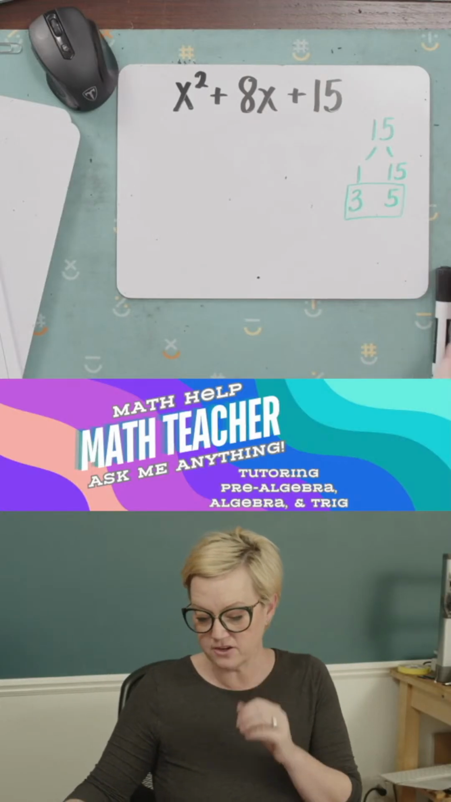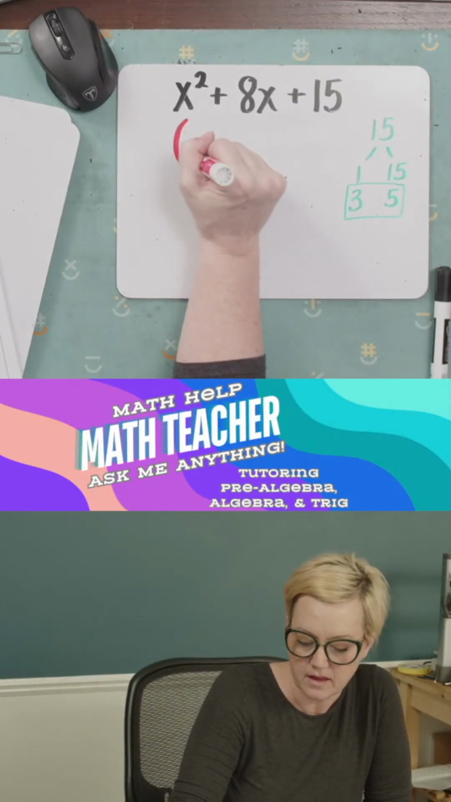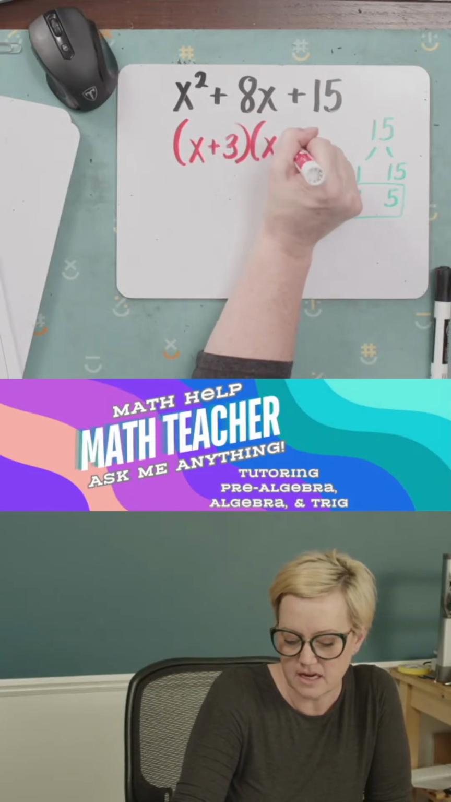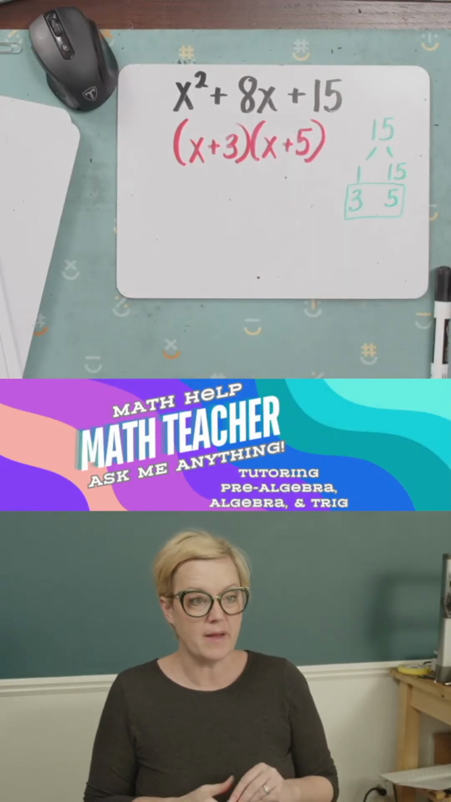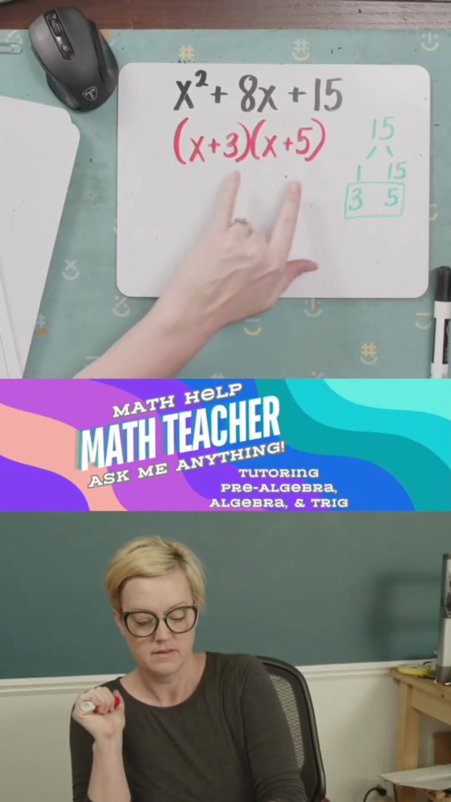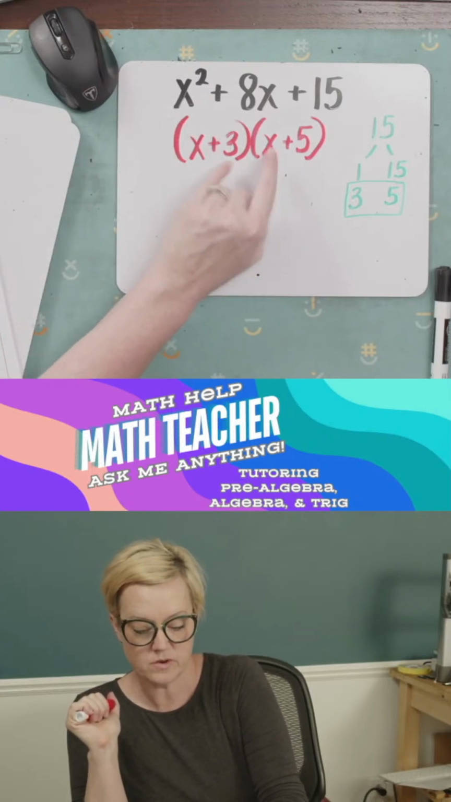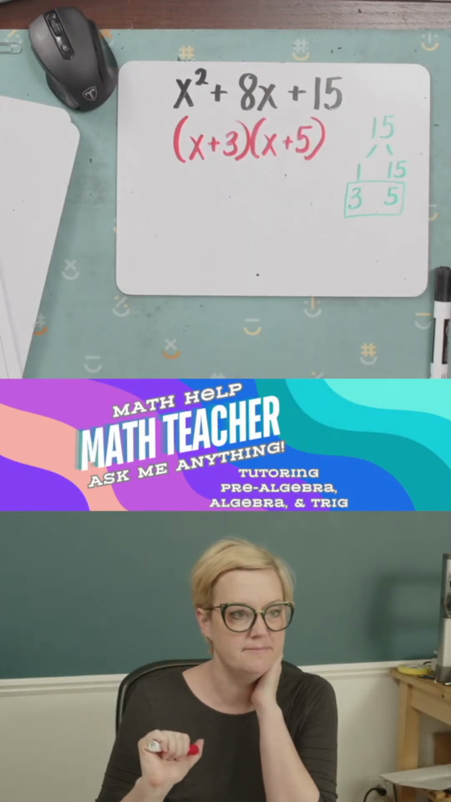So this would be factored into x plus 3 times x plus 5. And if I multiplied these back together, I would have x squared, 5x plus 3x gives me 8x, and then 3 times 5 is 15.